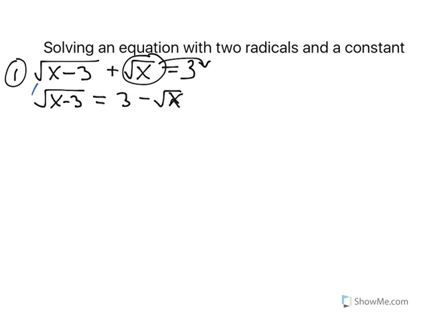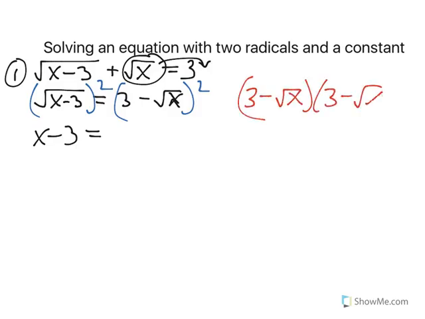So now that they're on opposite sides, we square both sides. But here's where it gets tricky. The left side is x minus 3, but the right side, remember, this means 3 minus the square root of x times 3 minus the square root of x. So you have to distribute and combine like terms. And when you do that, you get 9 minus 6 square root of x plus x. Take your time, pause the video to make sure you understand how we got that.